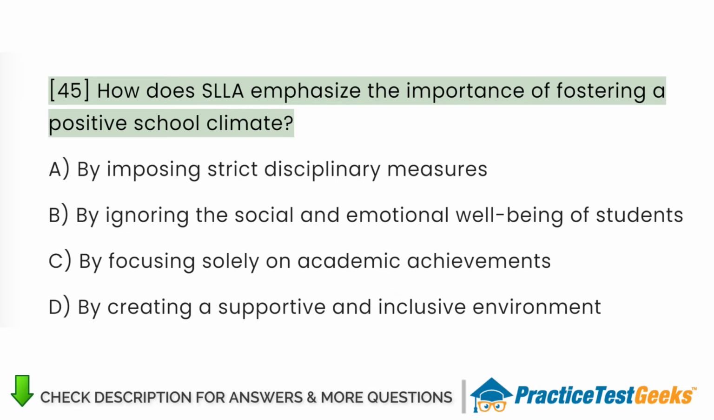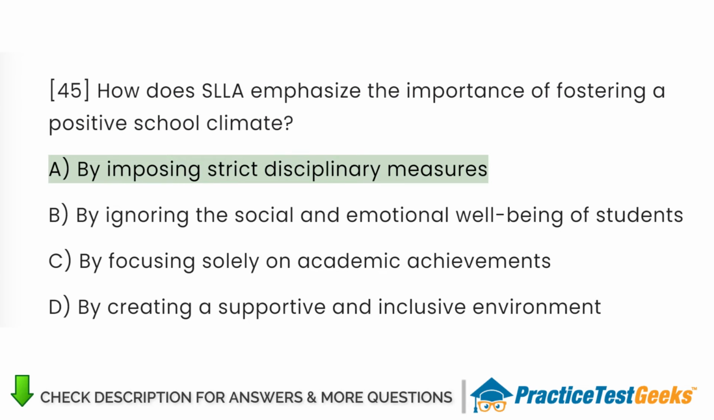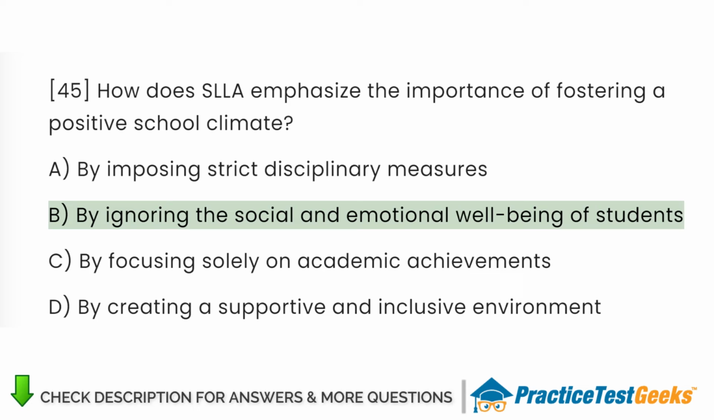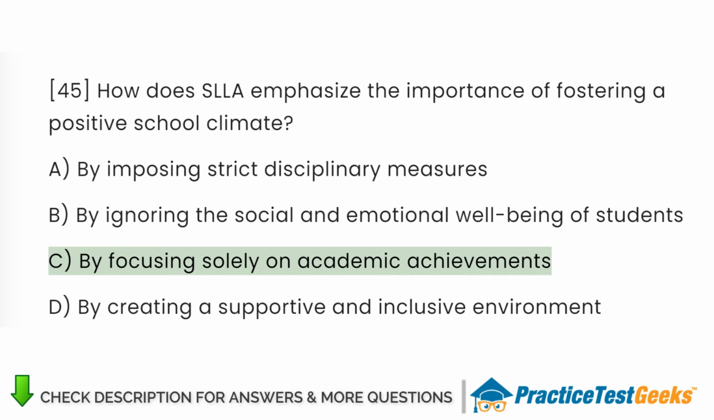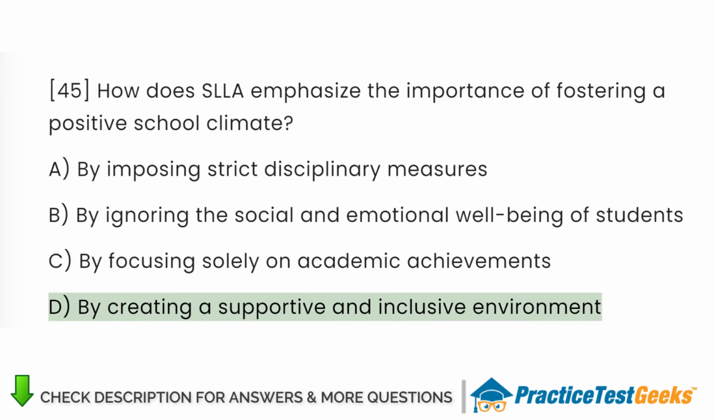How does SLLA emphasize the importance of fostering a positive school climate? A. By imposing strict disciplinary measures. B. By ignoring the social and emotional well-being of students. C. By focusing solely on academic achievements. D. By creating a supportive and inclusive environment.